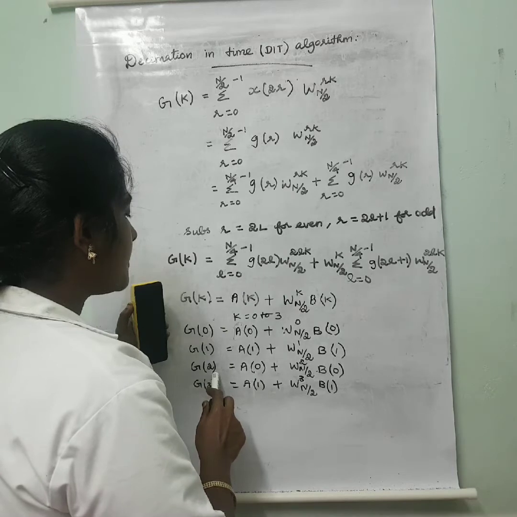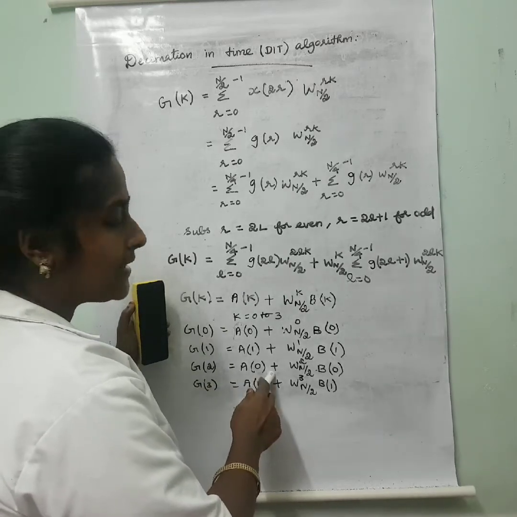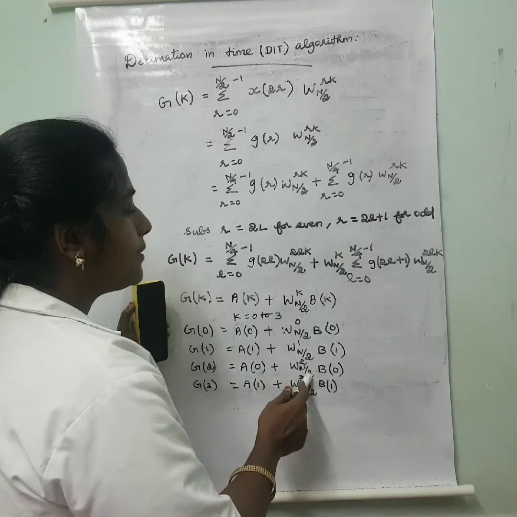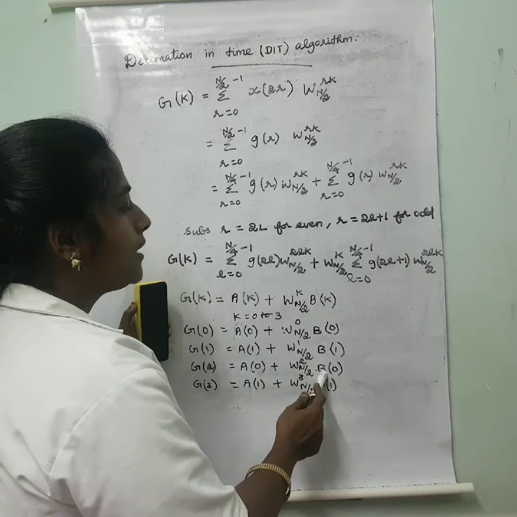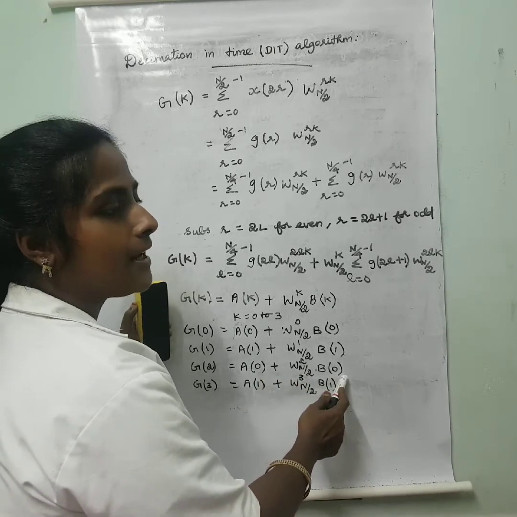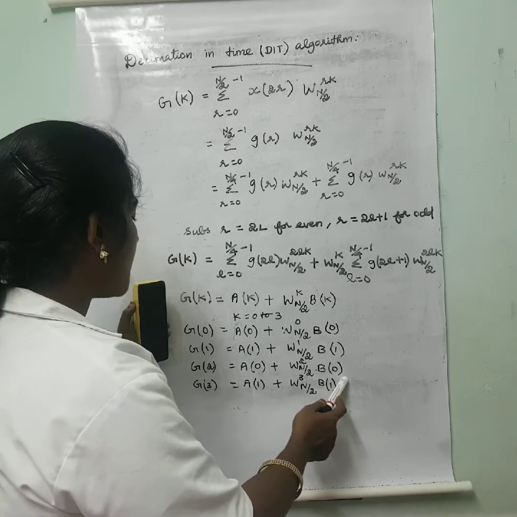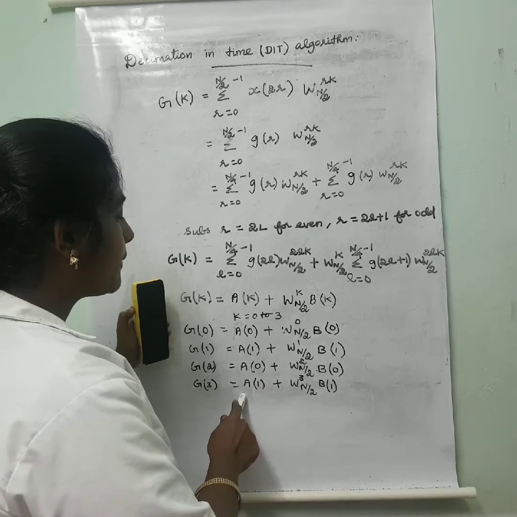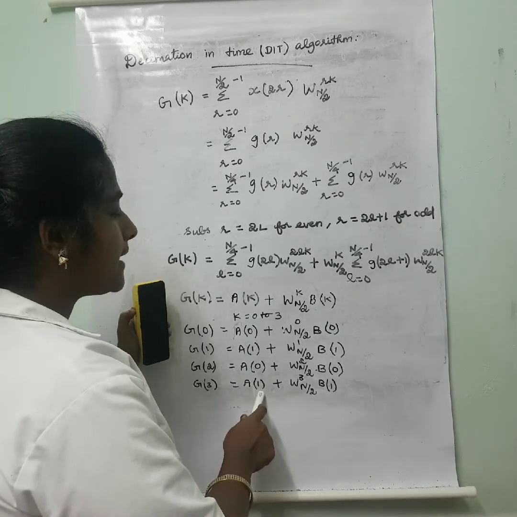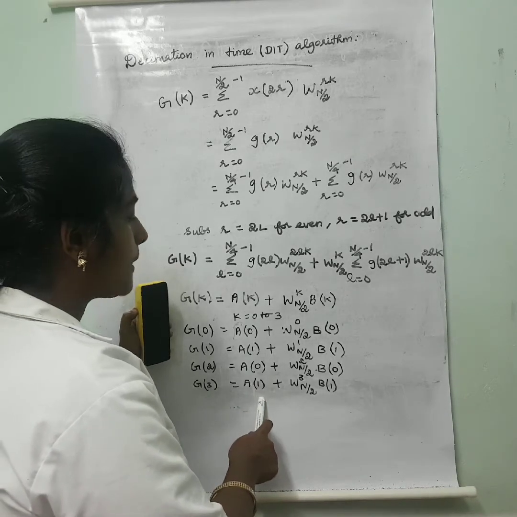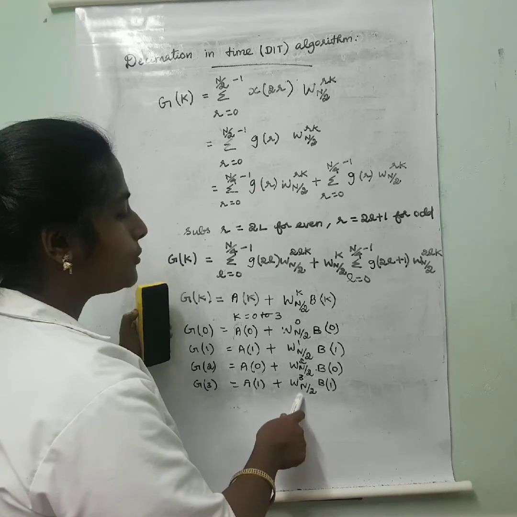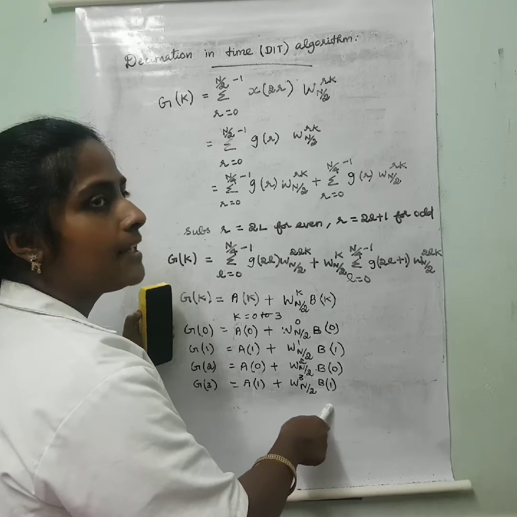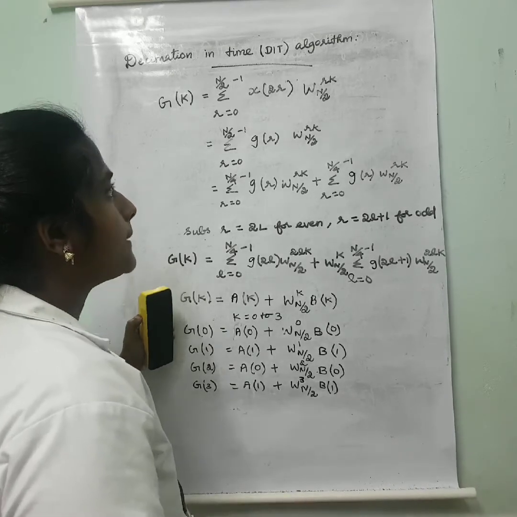And G of 2 is equal to A of 2, that is equal to A of 0 by the symmetry property, plus W N by 2 to the power 2 into B of 2, that is equal to B of 0 by the symmetry property. When k is equal to 3, G of 3 is equal to A of 3, which is equal to A of 1 by the symmetry property, plus W N by 2 to the power 3 into B of 3, which is equal to B of 1 by the symmetry property.